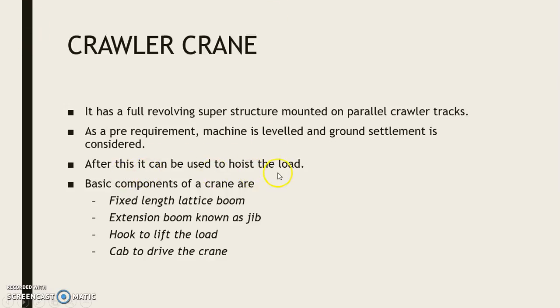After this, it can be used to lift or hoist the load. The basic components of a crane are the fixed length lattice boom. So we have seen that the vertical arm is known as the lattice boom. It may be an inclined arm in the case of a crawler crane or mobile crane. Then if we have an extended boom, it is known as a jib. Jib is also known as the horizontal arm in the case of a tower crane. It has a hook to lift the load and it has a cab to drive the crane.